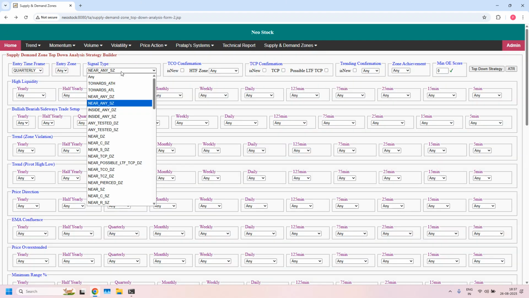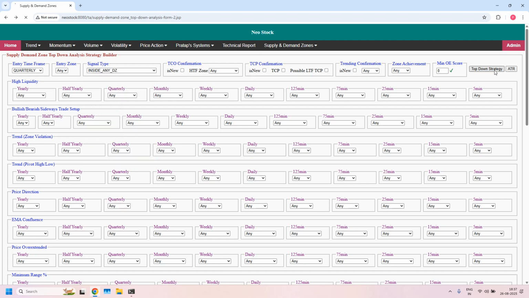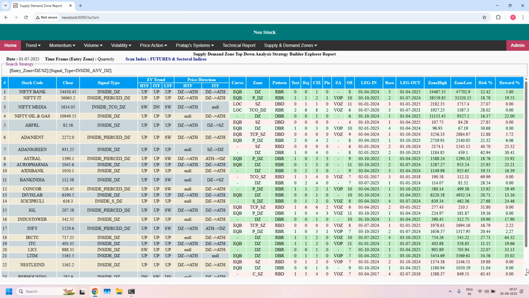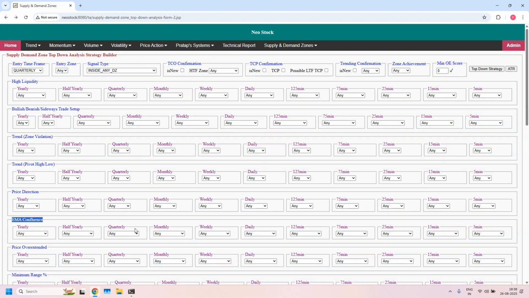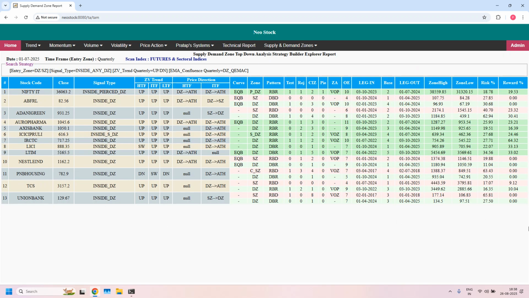Next, price closed inside the quarterly demand zone. First 22 stocks in the list. Scrolling the list down. Total 25 stocks. We can further filter this list based on quarterly demand zone having quarterly EMA confluence, and also trend on the quarterly should not be sideways. It can be up or down trend. Let's filter. We got 13 stocks.